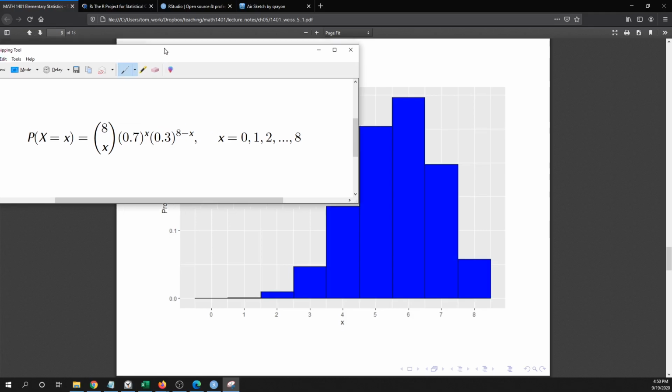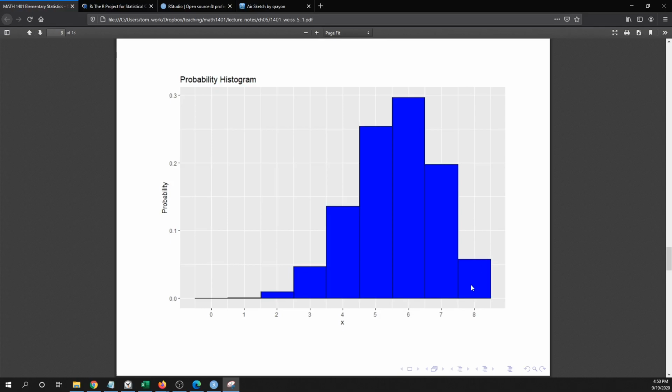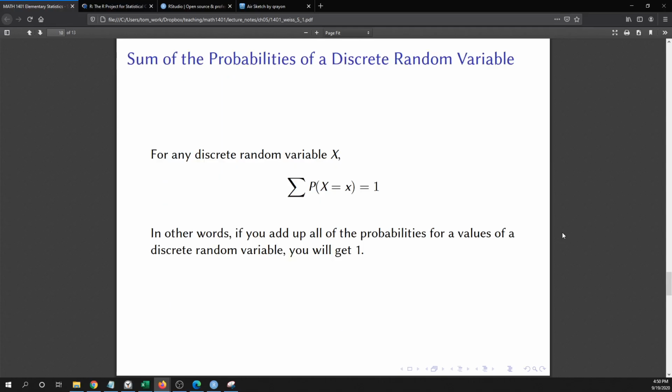So that's a probability histogram. It's just a graph of a probability distribution. The values are down here, and then the heights of the bars give you the probability that you would get that particular value. For a discrete random variable, if I add up all of the probabilities, they add up to 1. That's an important fact to know. So the sum of the probabilities will come out to be 1.